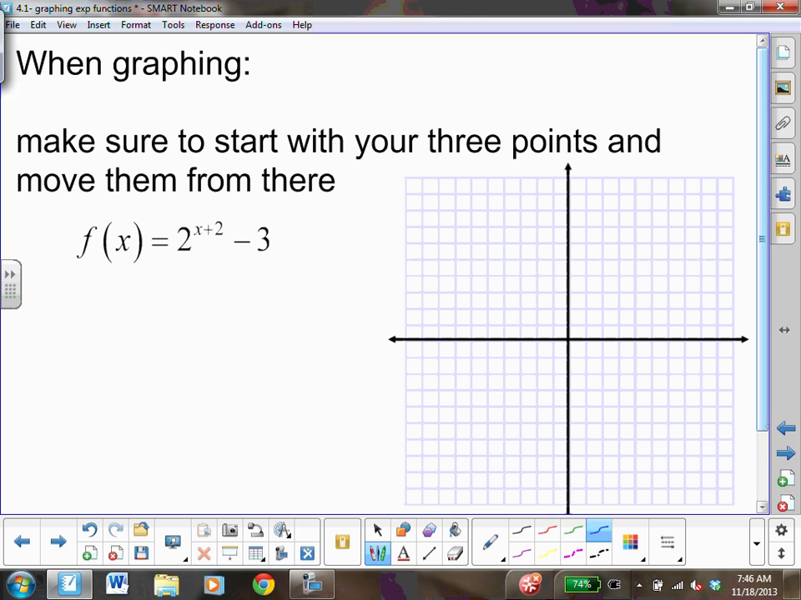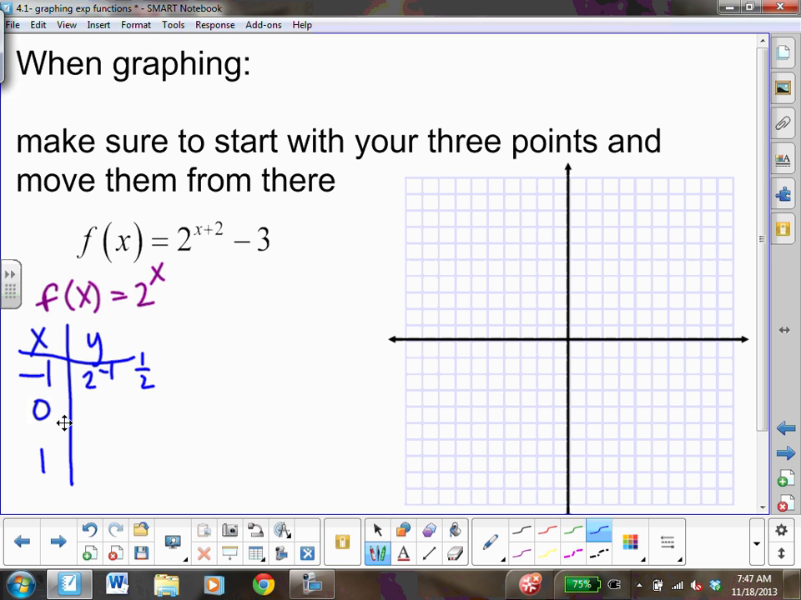So let's do an example. First, we want to think about our parent function. So in this case, our parent function is the function of x equals 2 to the x power. So let's figure out our parent points. To find our parent points, we plug in -1, 0, and 1. So 2 to the -1 power would be 1/2. 2 to the 0 power is 1. And 2 to the 1 power is 2.